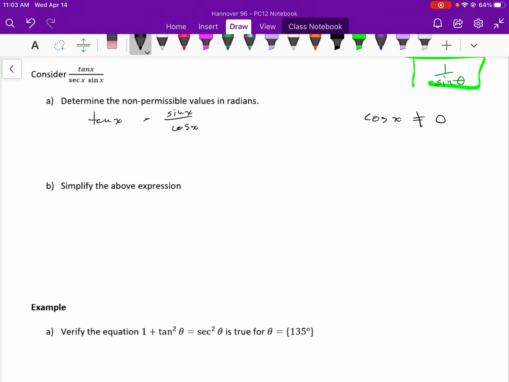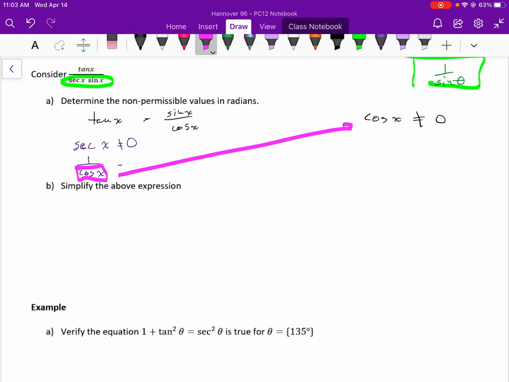Now, if I take a look at the denominator, my denominator is secant. Well, secant can't be equal to 0, but secant is never 0. Further, secant is 1 over cosine of x. And really, what's hiding in the bottom is cosine x. So cosine x can't be equal to 0, but we already have that restriction.